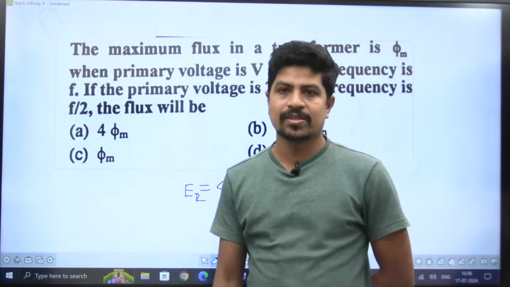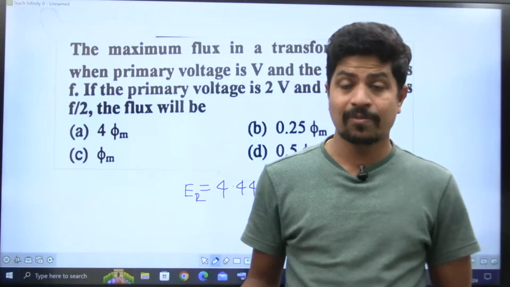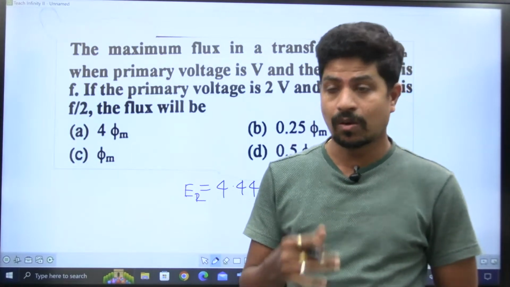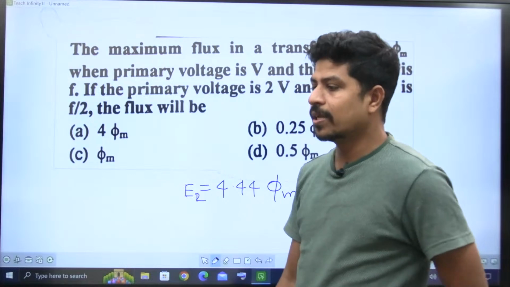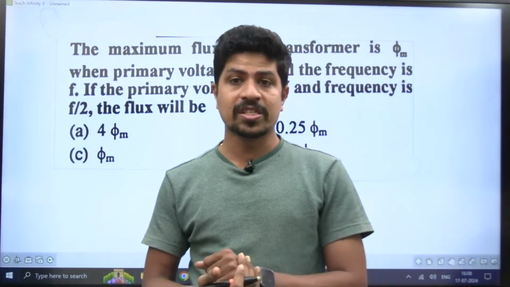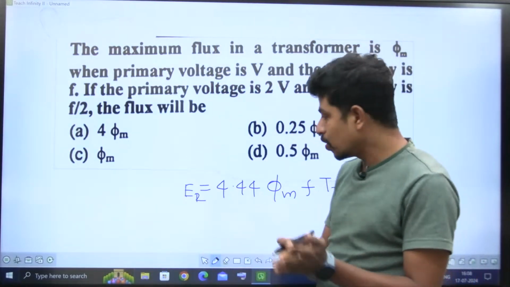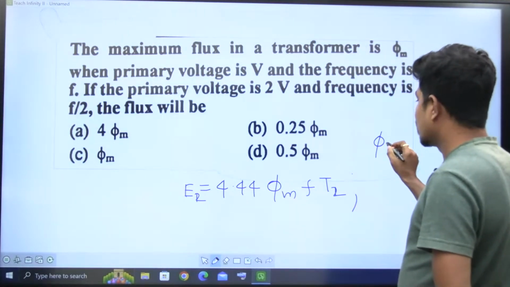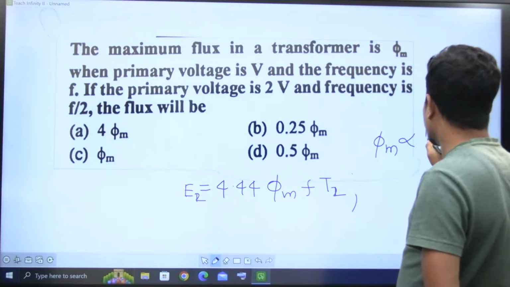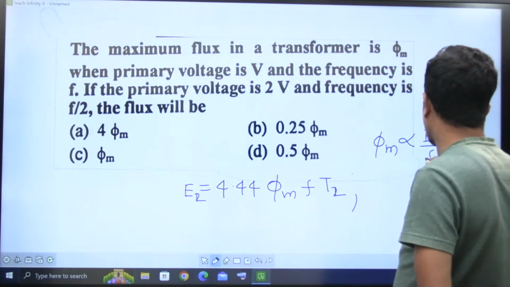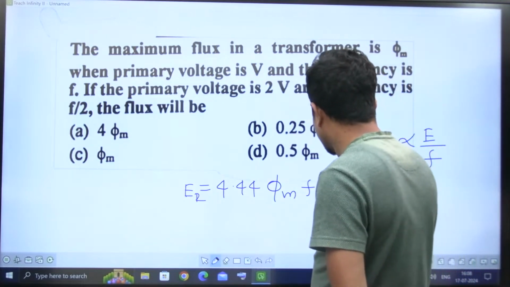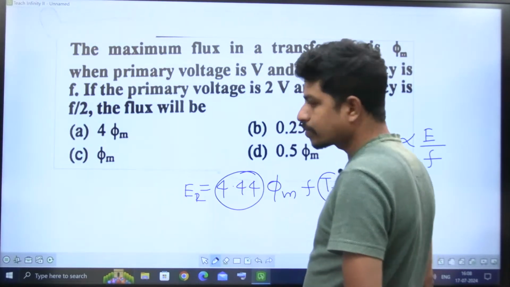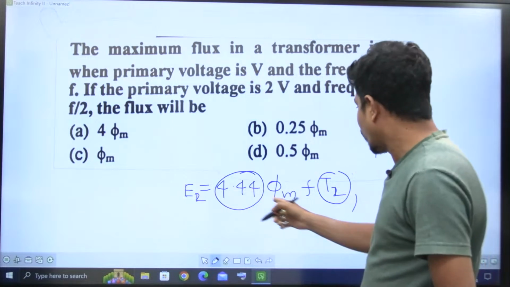A transformer is a constant flux device. Primary side flux and secondary side flux are the same if we neglect leakage flux. I'm not considering leakage flux and all that. It is also a constant frequency device. Its frequency is not going to change from primary to secondary. Now from this, Φm is directly proportional to E by f, because the number of turns is constant.